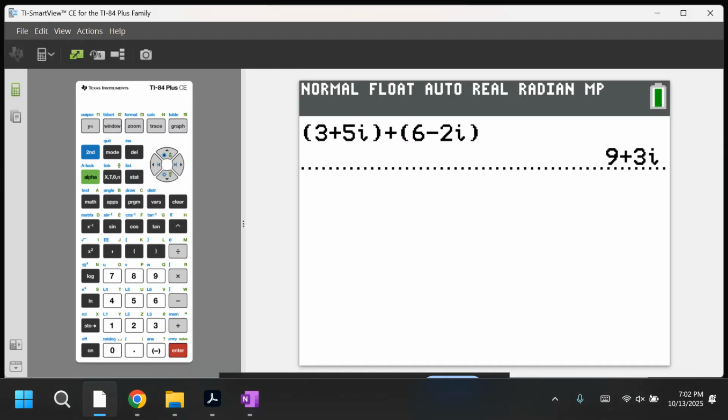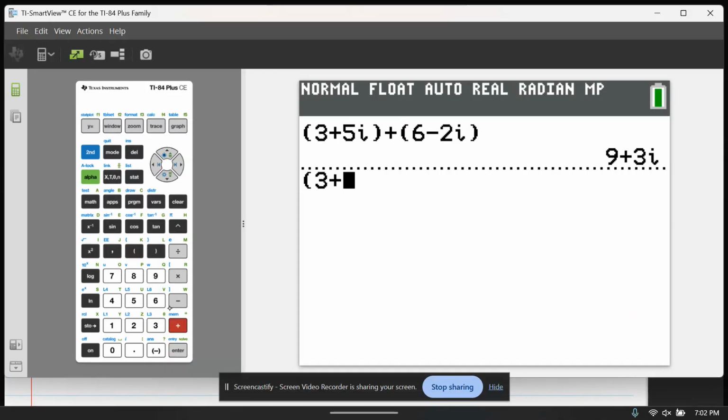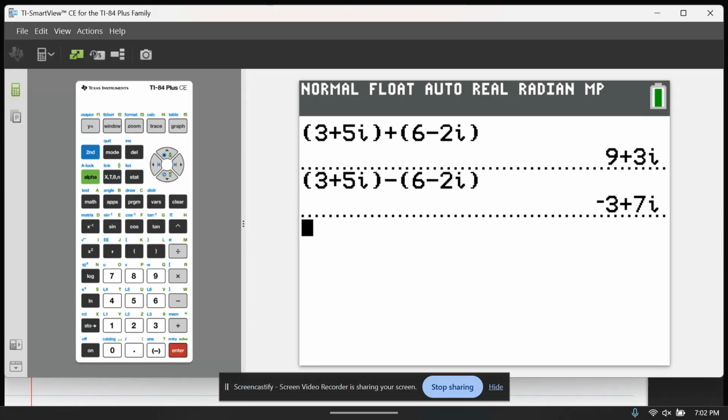If I go to my calculator and I type in 3 plus 5i minus parentheses 6 minus 2i, I get negative 3 plus 7i. Your calculator has that code written into it as part of its normal function to be able to do the complex numbers for you. It's really nice. Okay.